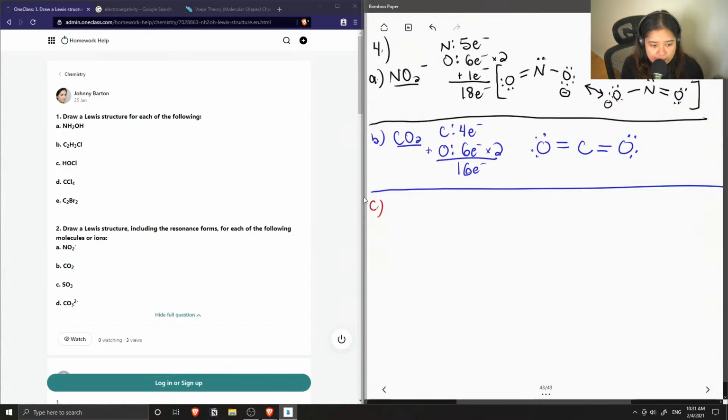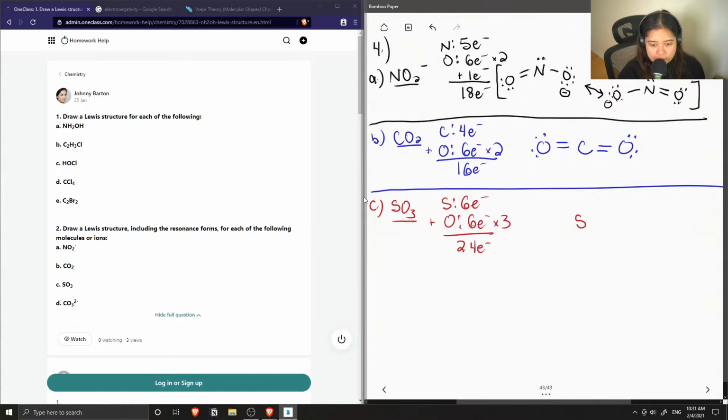So now we have SO3. Sulfur has 6 valence electrons. Oxygen also has 6, and we have 3 oxygen atoms, so we multiply that by 3 to give us a total of 24 valence electrons.